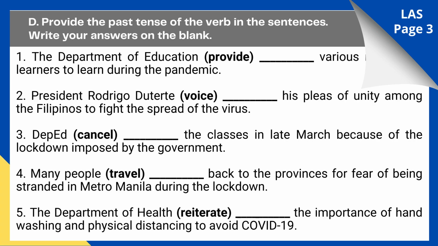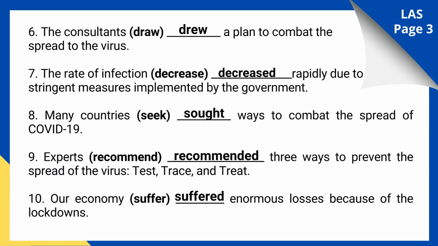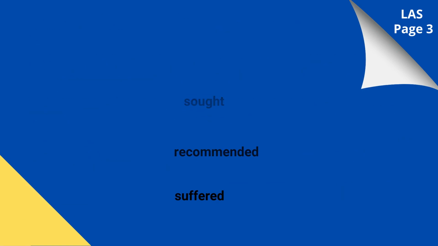Let's check your answer for activity D. 1. Provided. 2. Voiced. 3. Cancelled. 4. Traveled. 5. Reiterated. 6. Drew. 7. Decreased. 8. Sought. 9. Recommended. 10. Suffered.